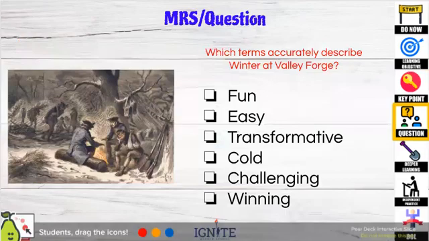Which terms accurately describe winter at Valley Forge? There are 3 little icons, so you will pick 3 terms. Go ahead and pause the video and make your selection.